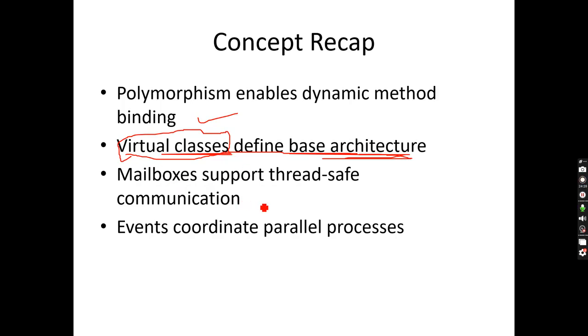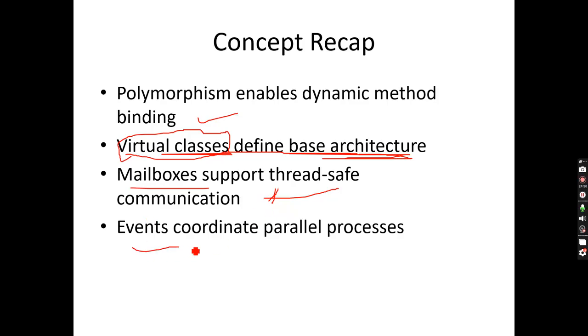Then again, the mailbox supports thread-safe communication. We can use a FIFO also for communication, to store the data and fetch the data. But why mailbox only? Because a mailbox has blocking and non-blocking methods, and we can create the mailbox object dynamically. That's why we prefer the mailbox when compared with the FIFO.